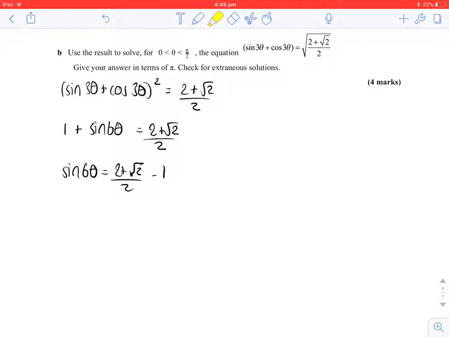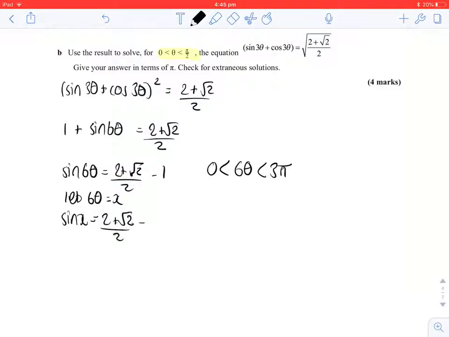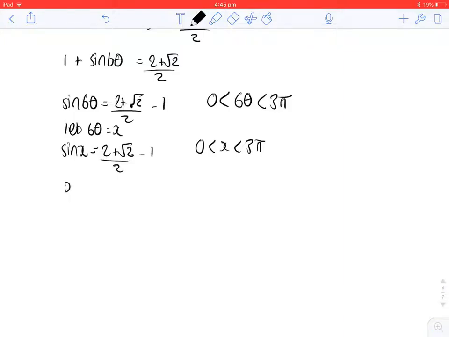Now initially we can see up here we're looking for theta between 0 and pi over 2. We've got 6 theta, so if we times our boundaries by 6, then we're looking between 0 and 3 pi. So I'm going to say let 6 theta equal x, and so I've now got sine x is equal to (2 add root 2) all over 2, take away 1, and we're looking at x between 0 and 3 pi. So we arc sine that, and we get our x value to be equal to pi over 4.